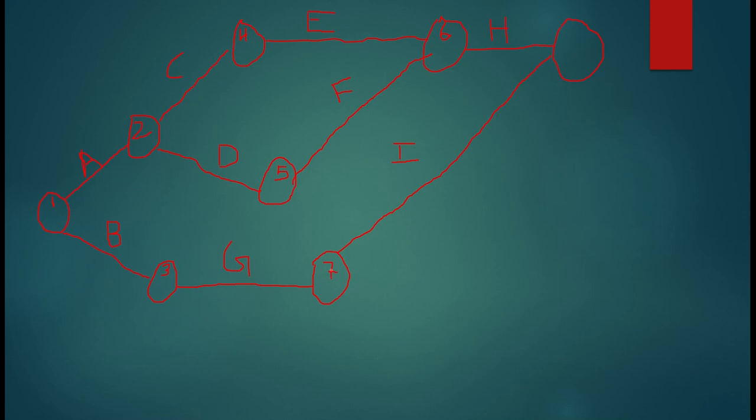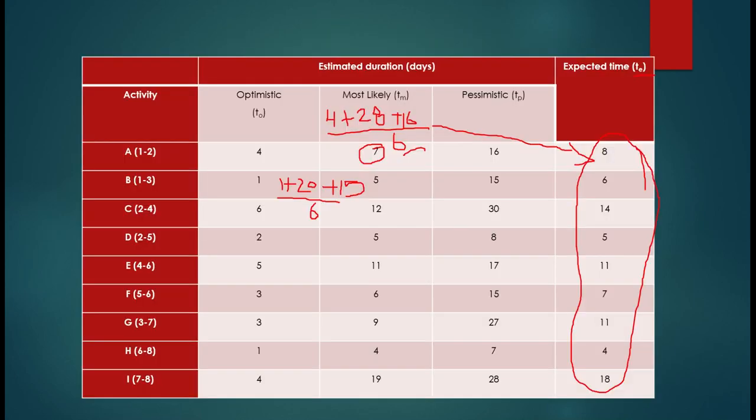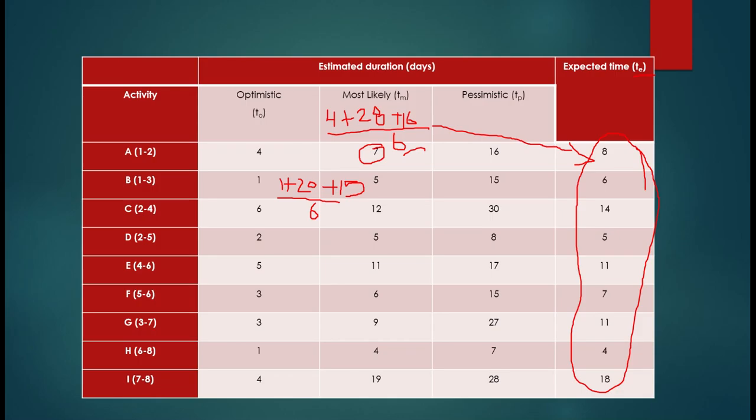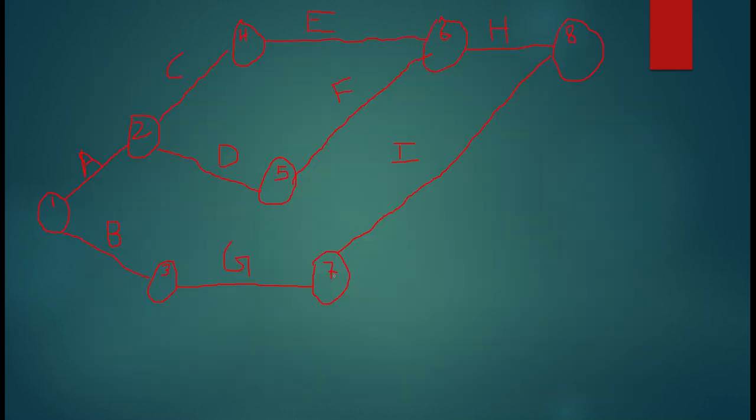Right. Then I have H, 6 to 8. So this is 6 to 8. And I is 7 to 8, already done, 7 to 8. Right. So I have allotted numbers to all the events. Right. So this straight line is activity and these circles are events. Right.